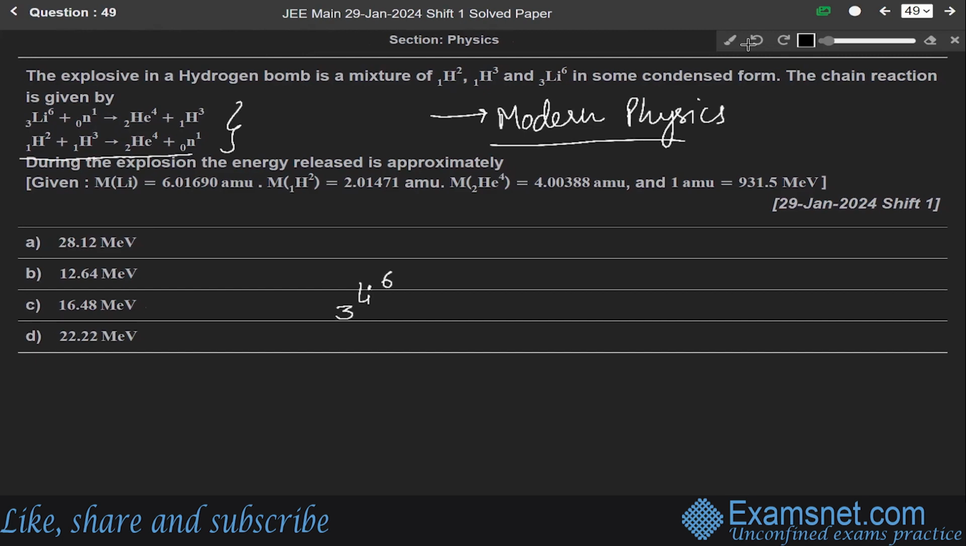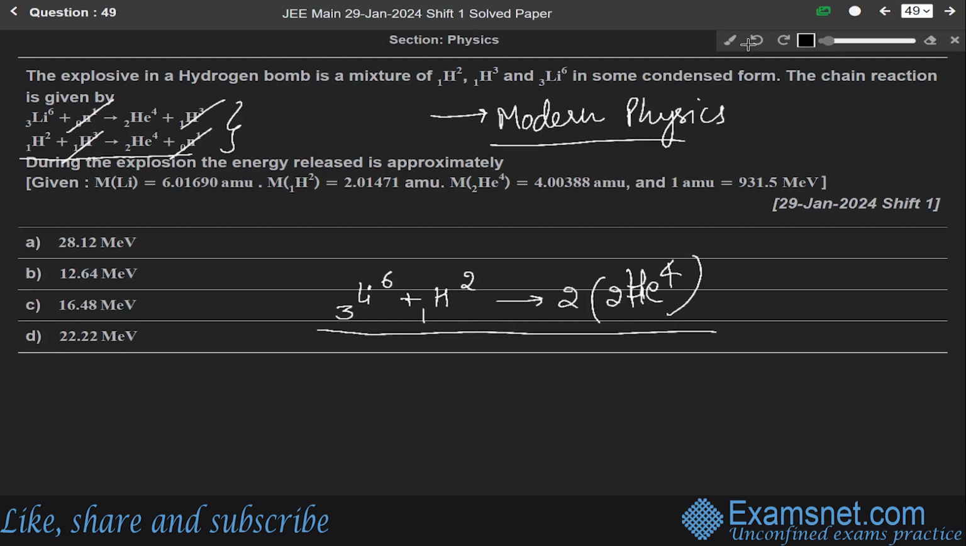3Li6 plus 1H2 gives 2 2He4. 1s3 cancels out each other, 0 and 1 cancel out each other, balancing each other. So we get 3Li6 plus 1H2 gives 2He4.